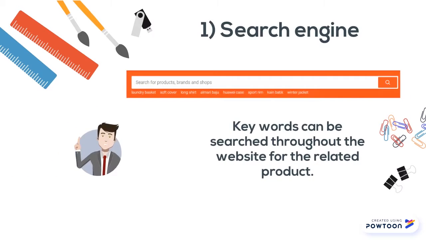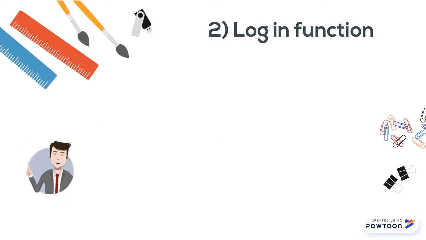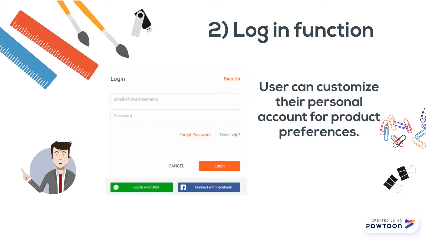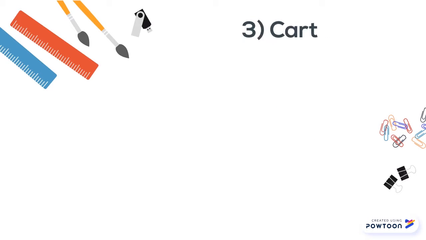And the first one is the search engine. Keywords can be searched throughout the website for the related product, as shown in this search bar. And the second one is the login function, which is included in Shopee. Users can customize their personal account for product preference and edit their own products.